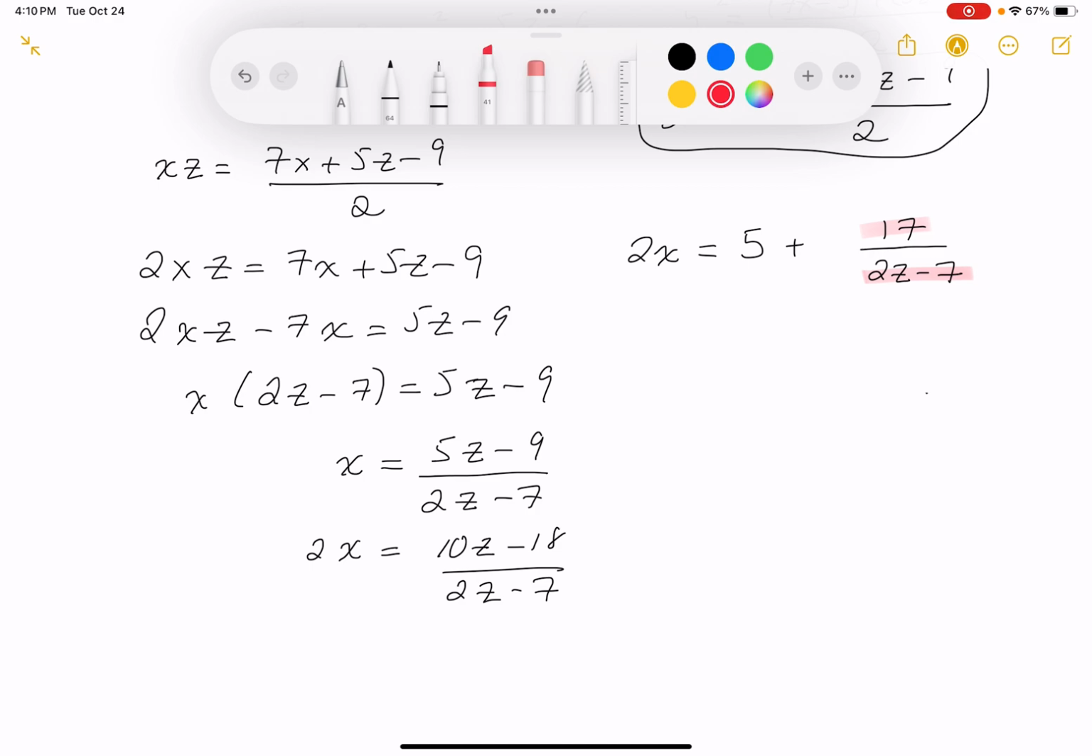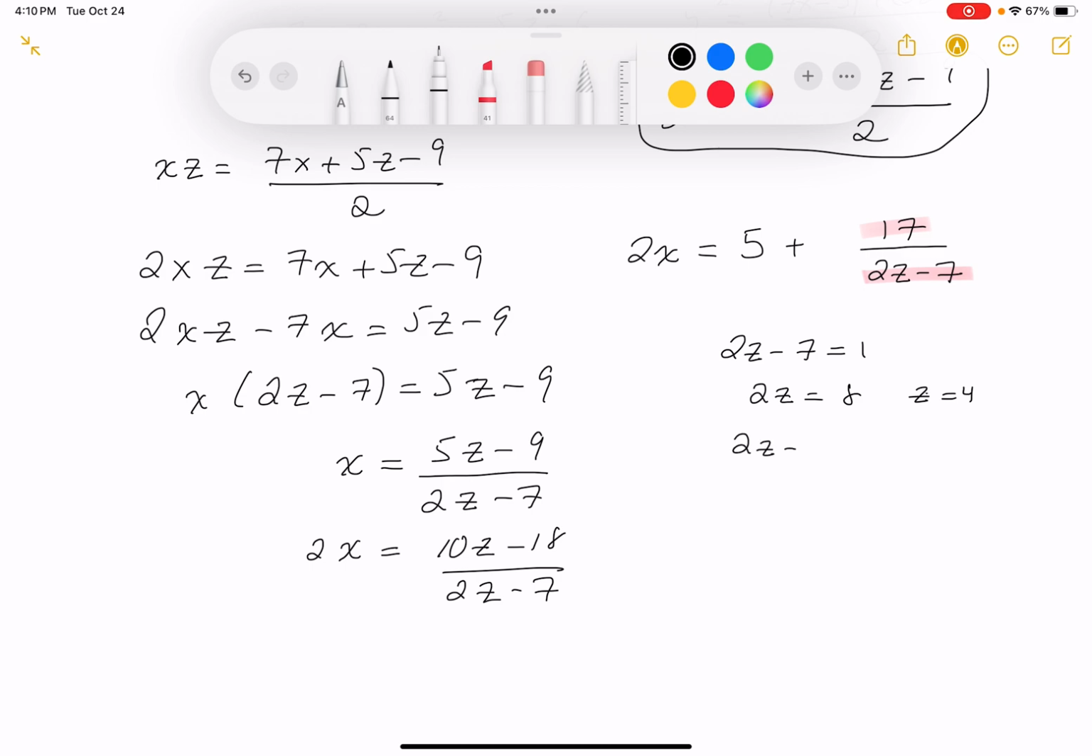Let's just try it one at a time. Let's try z to be 1. I'm sorry, not z to be 1, the bottom to be 1. I misspoke. I don't want z to be 1. It could be 1. So I want 2z minus 7 to be equal to 1. And the reason for that, 17 divided by 1 is an integer. I want it to be an integer. So let's see if I can do that. That would be 2z equals 8. So that means z equals 4. That's possible. We'll go over that later, by the way.